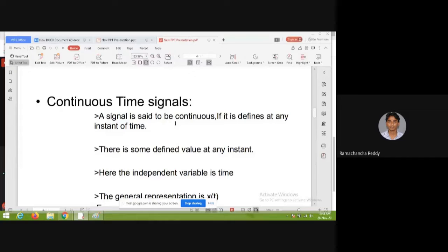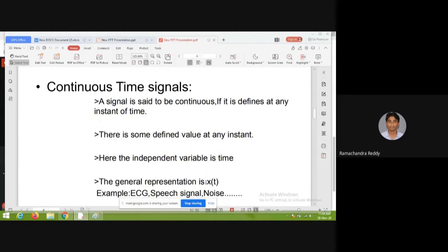Regarding continuous time signals. The better example for a continuous time signal is what we are speaking now. Speech signal is the best example for a continuous time signal. Regarding a continuous time signal, the independent variable is time. So we represent a continuous time signal with the help of x of t. This is the general representation for a continuous time signal, x of t. Here t is the independent variable.